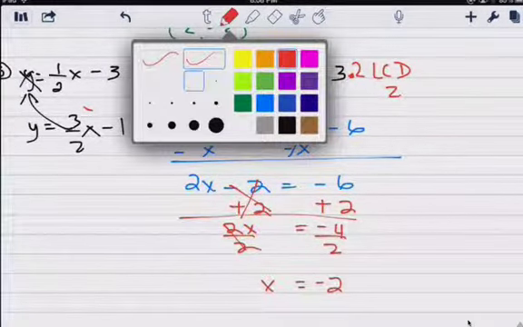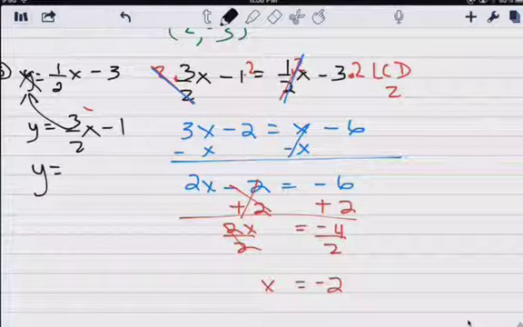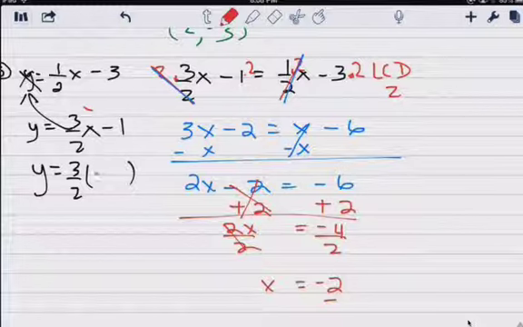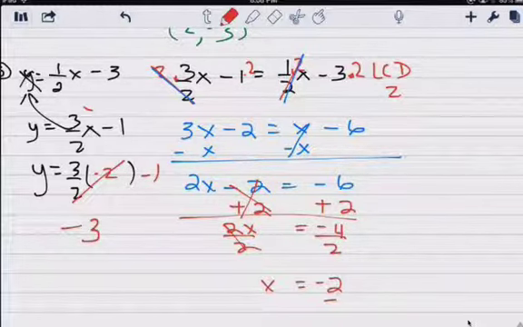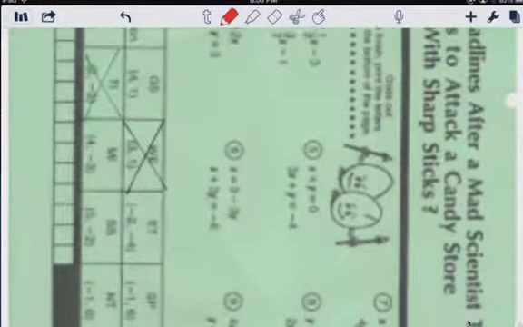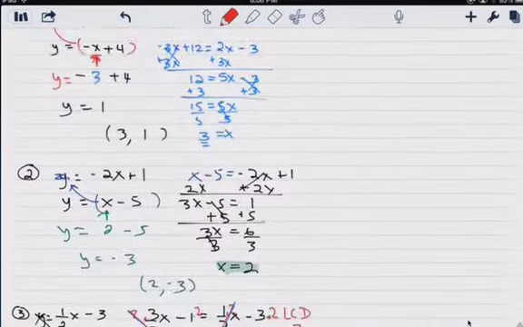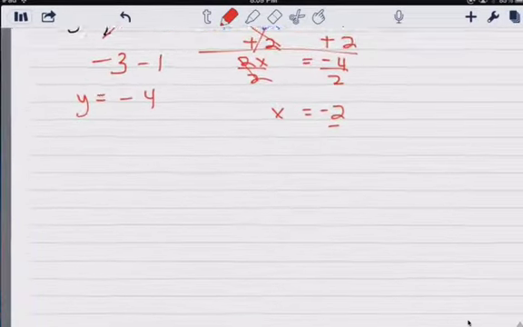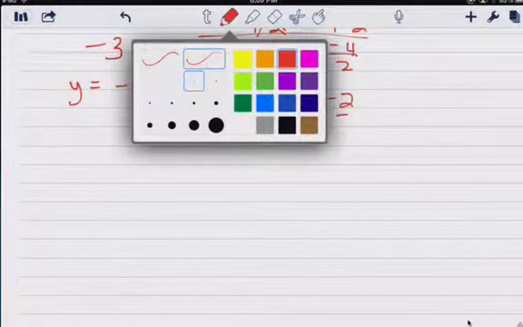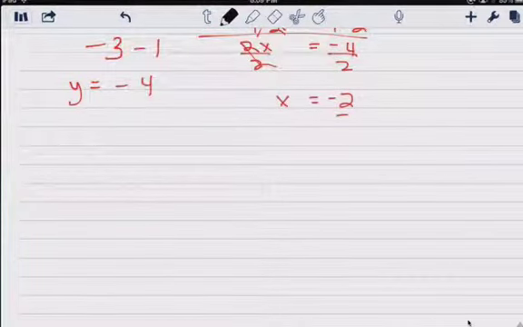So I get to check my work again. y equals 3 over 2 times negative 2 here minus 1. Cross cancel. I get negative 3 minus 1. So y equals negative 4. So my answer is negative 2, negative 4. So it's right here. Cross that out. Thank God, it took forever. I rushed it, and that's what happens when you rush it.